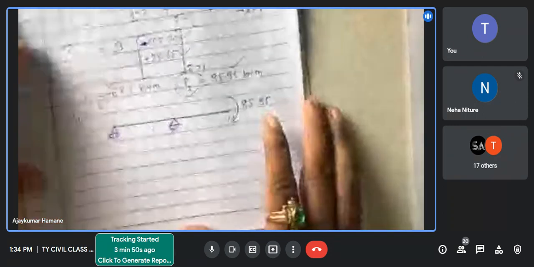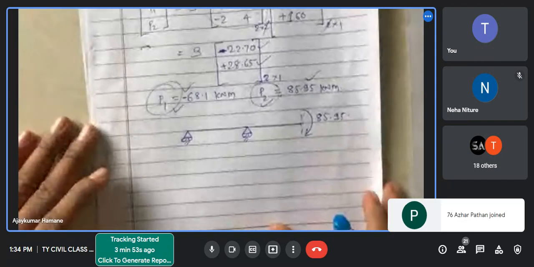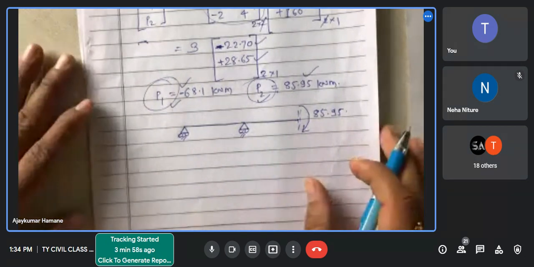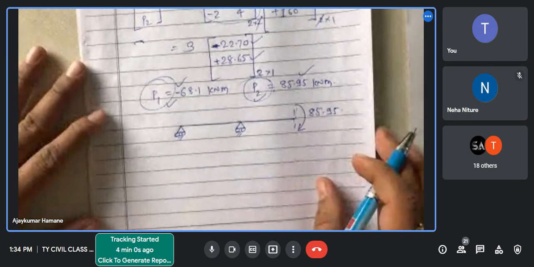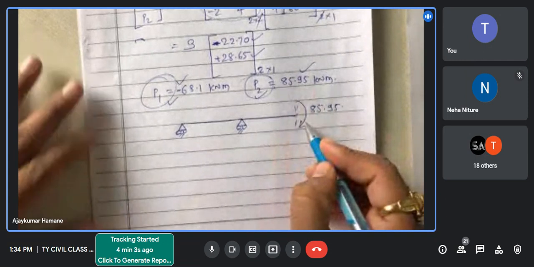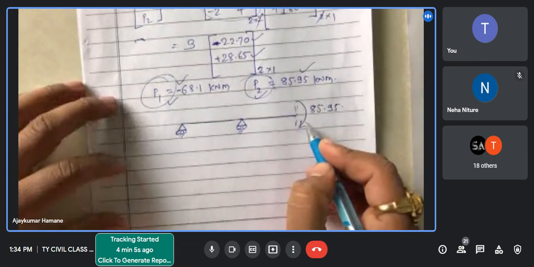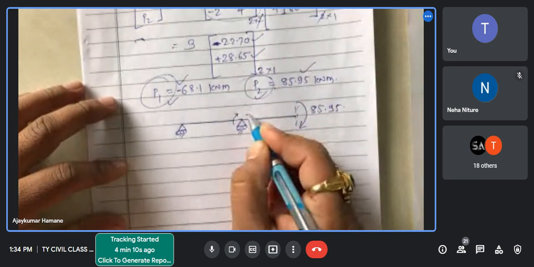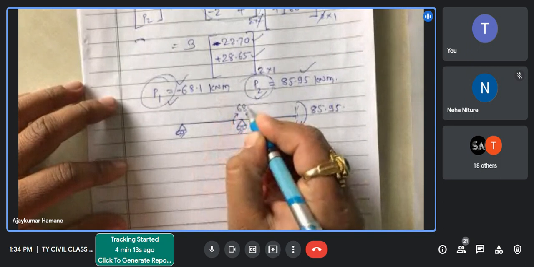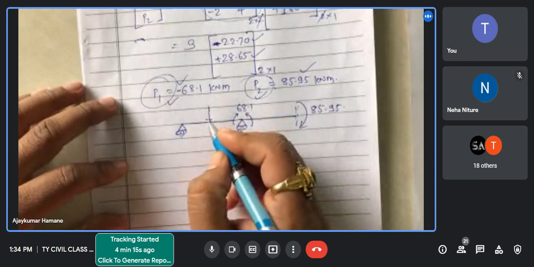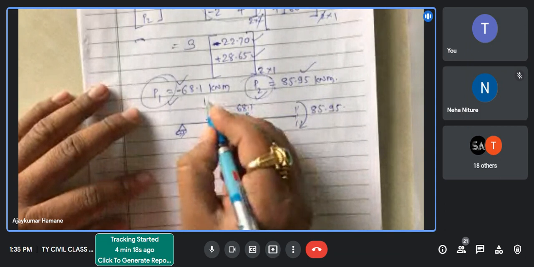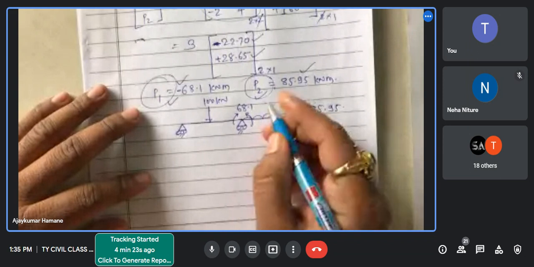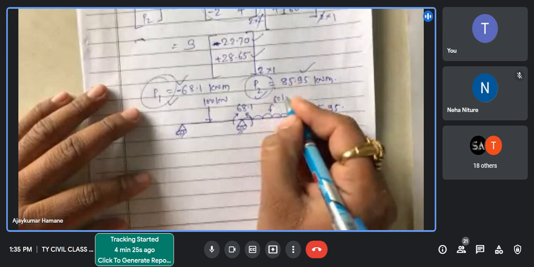Okay. P1 and P2. So, PT is positive, so the assumed direction is correct. Here, the assumed direction is wrong. It will be like this, 68.1. And we have the loading on the structure, 100 kilonewton, and here we have the UDL of 60 kilonewton per meter.